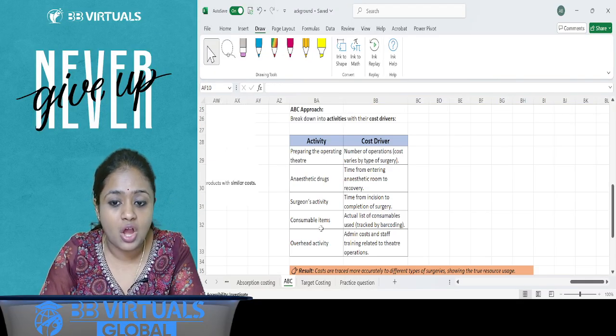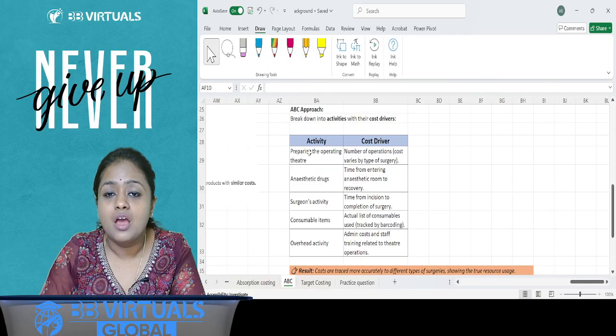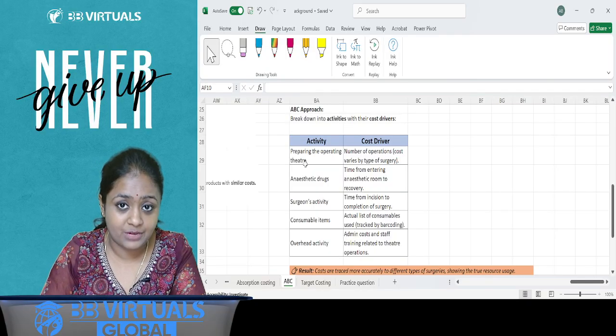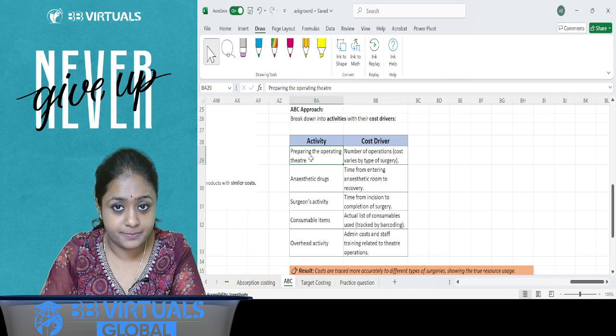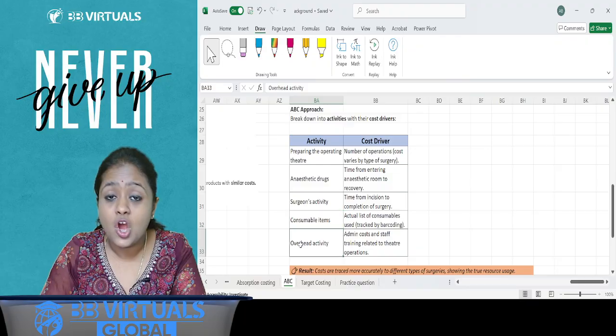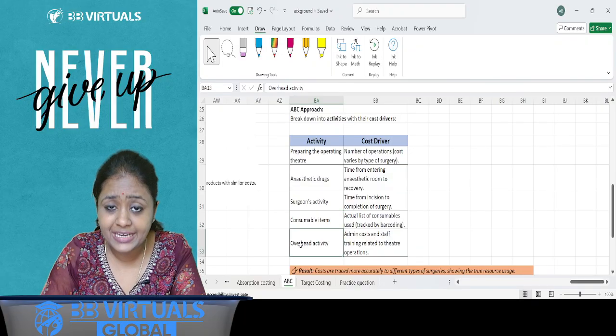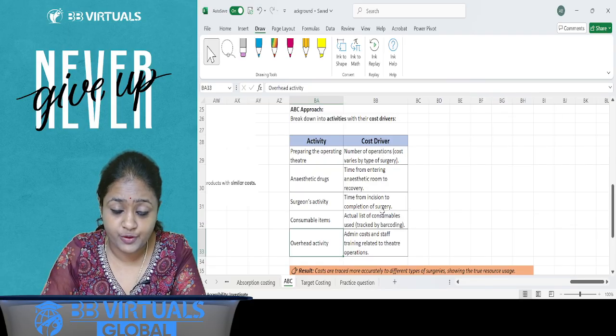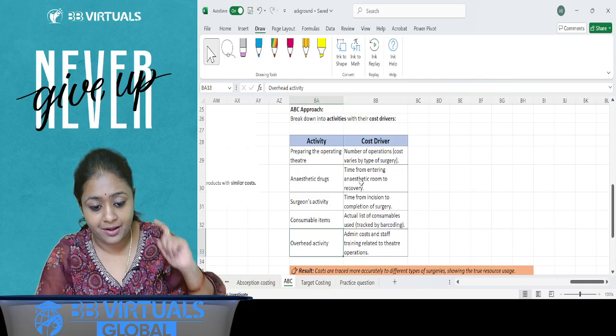Look here. Now I will divide these cost centers into different activities, like preparing the theater, anesthesia, the drugs which are given, surgeon's activity, consumable items, and overhead activity. Finally, that is the admin cost, staff training cost and all that, nursing time and all. Then we will have different cost drivers for it. For preparing the theater, what can be the best cost driver? The number of operations, right, for which it has to prepare.